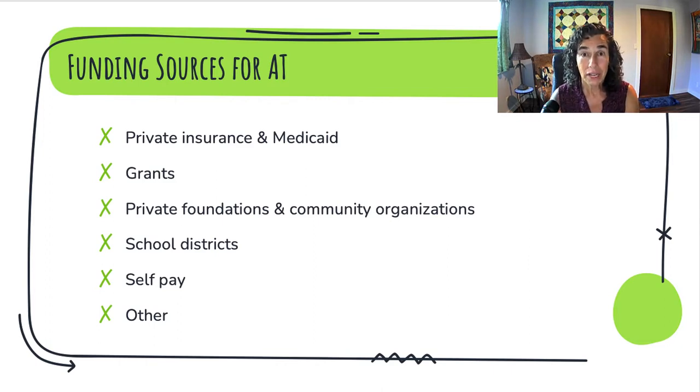Getting assistive technology can be super cheap. You can make something out of what you have laying around in your house, or it can be very, very expensive. So funding sources for assistive technology are important to know about. We can look at private insurance and Medicaid, grants, private foundations or community organizations can provide AT, school districts, self-pay, in other words, out of pocket, or others. And there's some information in the presenter notes for you.